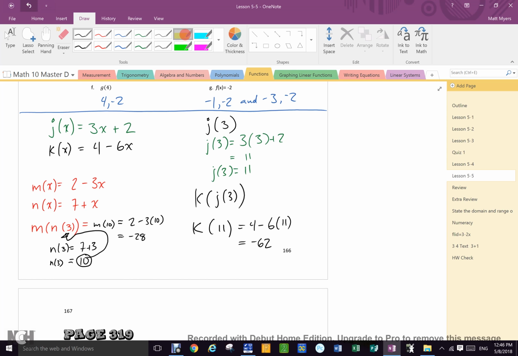for that? What is the x and y point for that? What's the x? 10. Oh, yes. What's the y? Negative 28. Are you all good? Good.